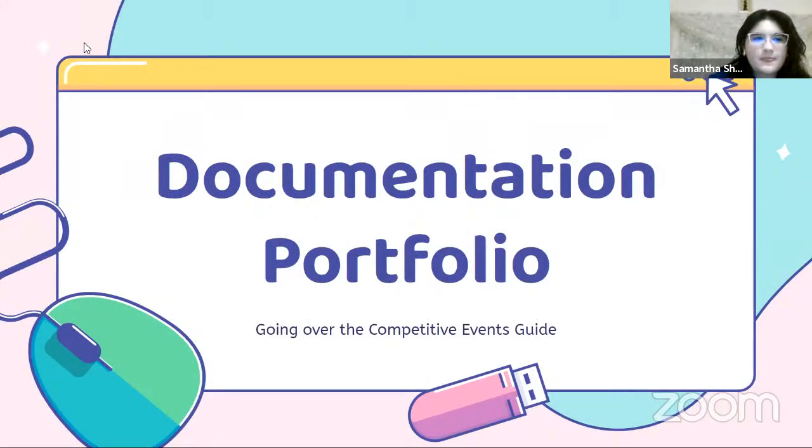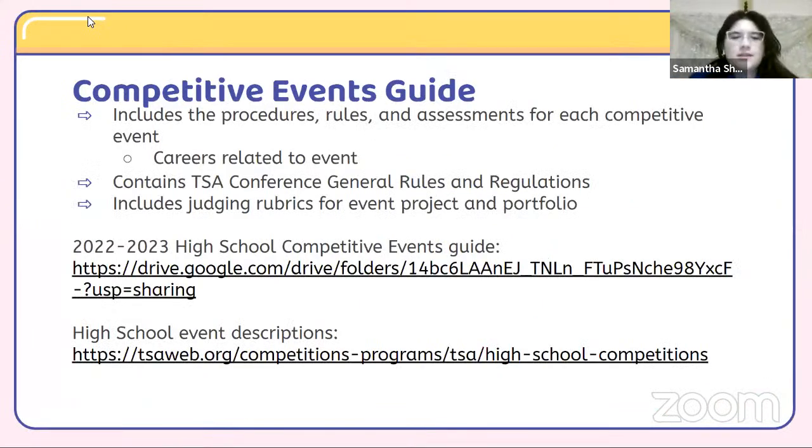Okay. All right, so we're going over the documentation portfolio, the competitive events guide. Essentially, the competitive events guide goes over the procedure, rules, and assessments for the events. It also tells you the careers that are related to each event. They contain the rules, regulations, and the judging rubric that the judges will use for your event.